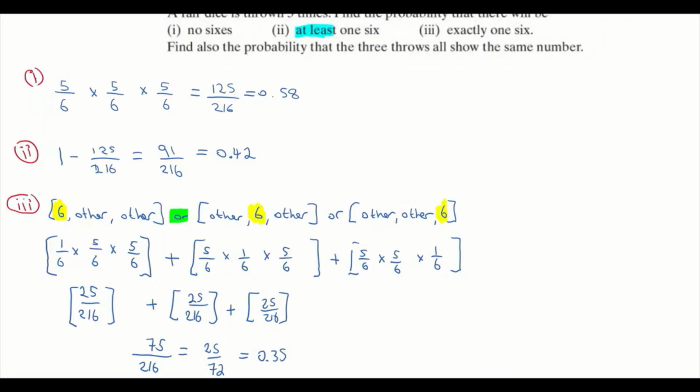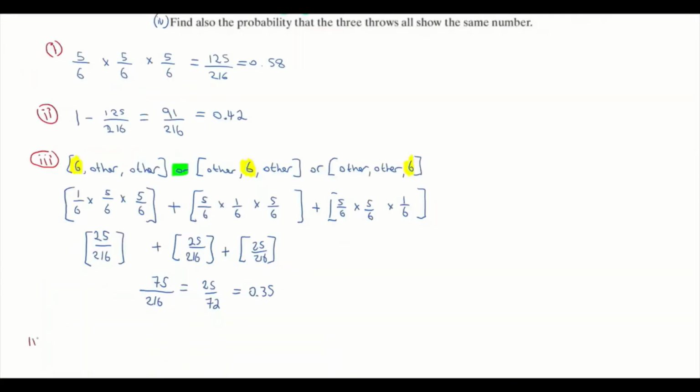Looking at the final part here, so I'm going to call it part 4, so IV here, is asking us to now find the probability that the 3 throws all show the same number. So they all show the same number. So let's think of that for a second. So I'm throwing my dice again 3 times, okay?